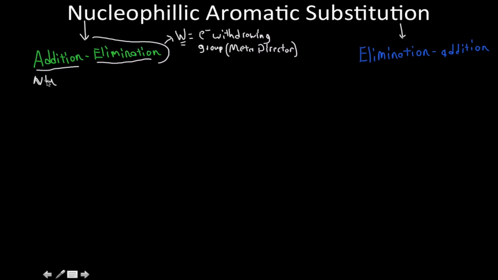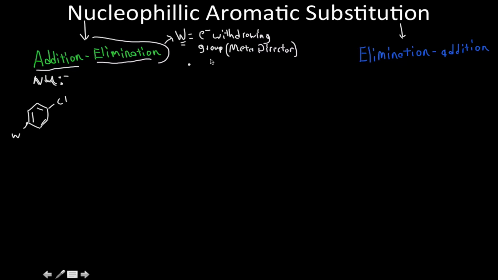So first thing we have here, I'm just going to redraw it as a generic. It could be any type of nucleophile. It doesn't really matter the type. And it's going to find itself with some type of aromatic compound, benzene being the poster child for it. So let's say that there's a W and then a leaving group. And for a leaving group, I'm just going to say chlorine.